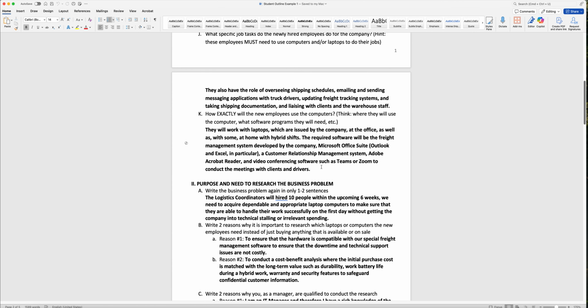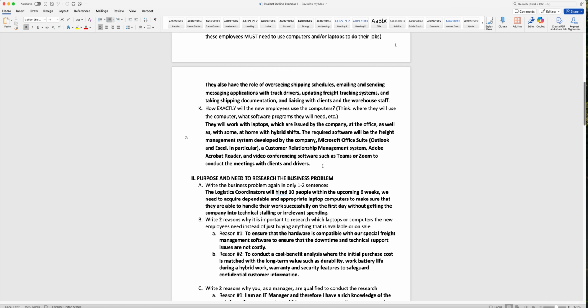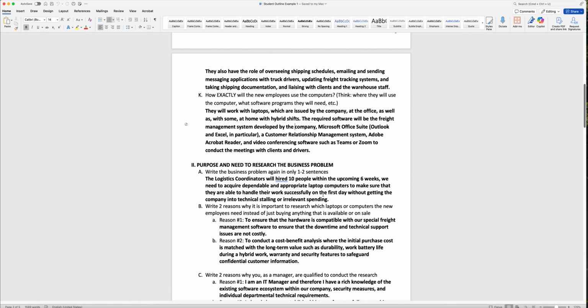So for this example, I would just say you can make up or list the exact freight management system developed by the company just to add a little bit more specificity, right? Make things specific to this business. If you write, they will use computers to do their jobs, that is not enough information. We need specific information.